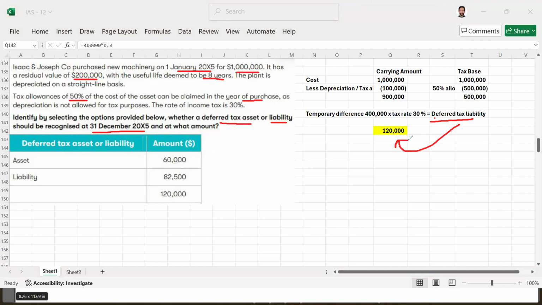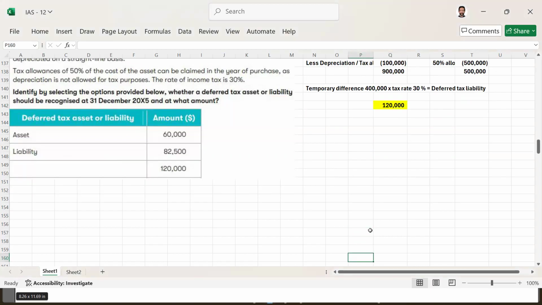So we have the three options, whether it's an asset or a liability. It's a liability of 120,000. So I hope this is clear. Yeah, it is. Okay, thank you. Excellent. So I think now it seems to have become easy for you. That's good. So let's just clear the drawings before we move on to the next one.